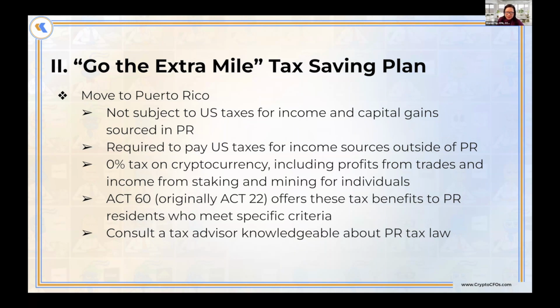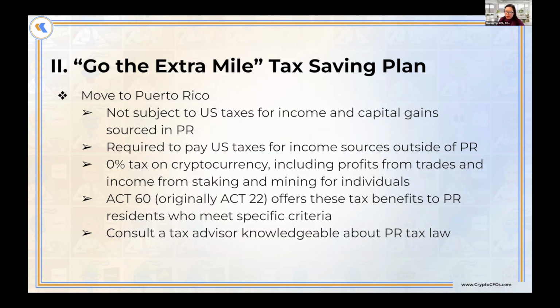Act 60, originally Act 22 of Puerto Rico, offers these tax benefits to Puerto Rico residents who meet certain specific requirements or criteria. It's not like once you move to Puerto Rico, you can just enjoy the tax benefits automatically and immediately. That's not the case.